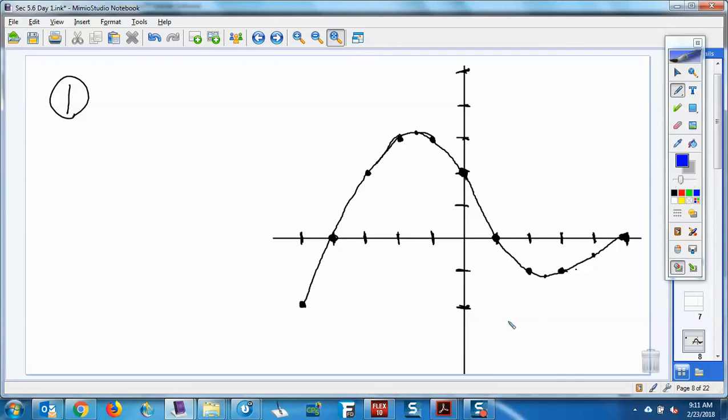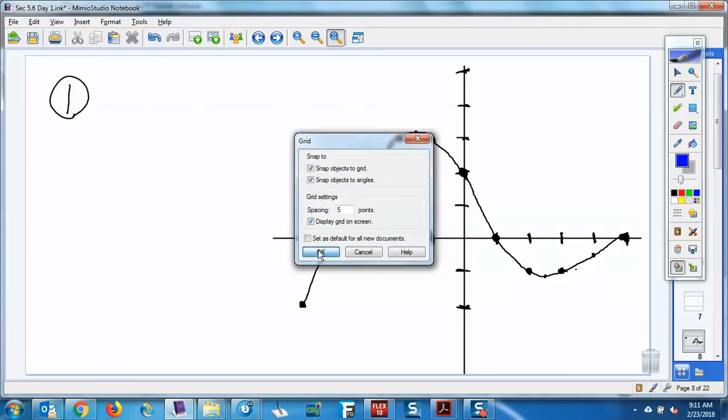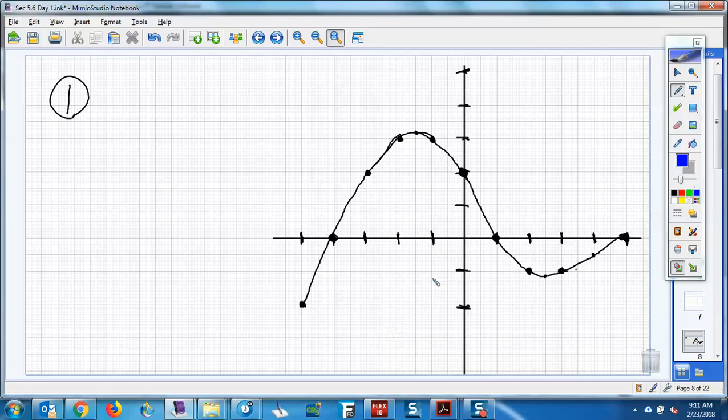I went through and picked out some of the important points, some of the points that crossed right at nice points on that grid. Let me see my grid. So we're going to do it backwards.